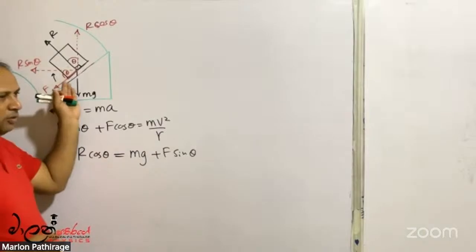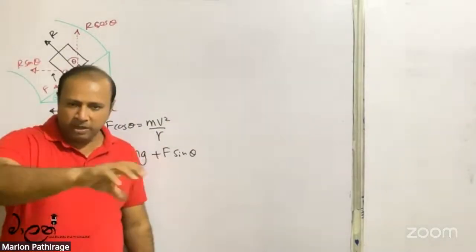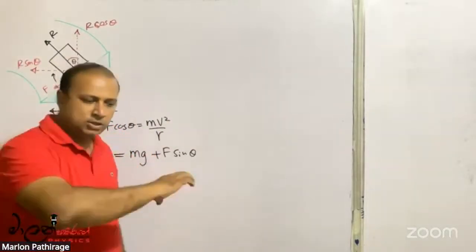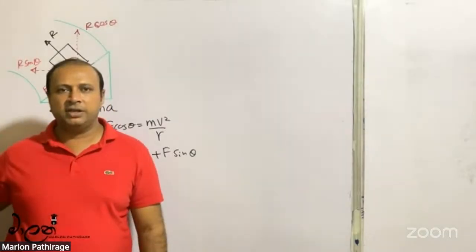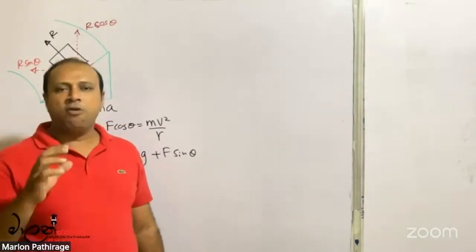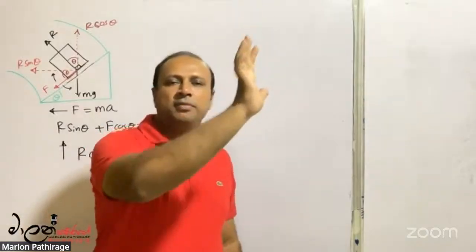Okay, now this is circular motion, no? As it is circular motion, this object always tries to move away from the circle.